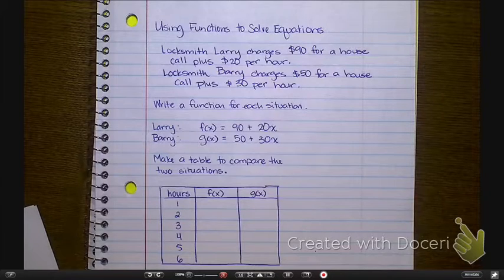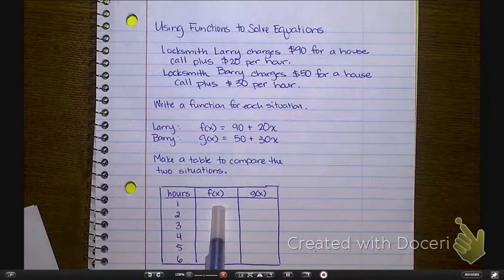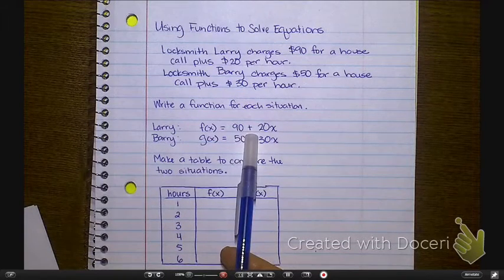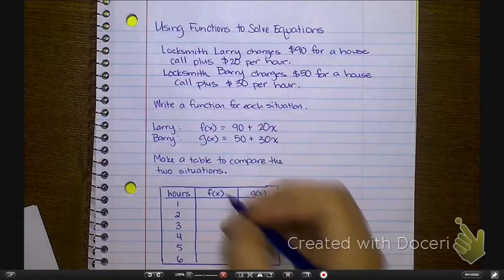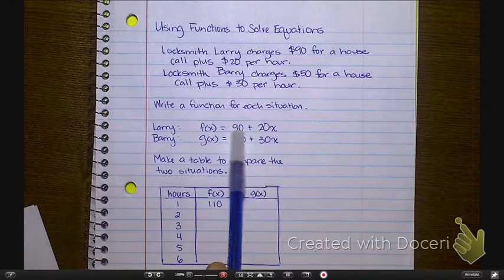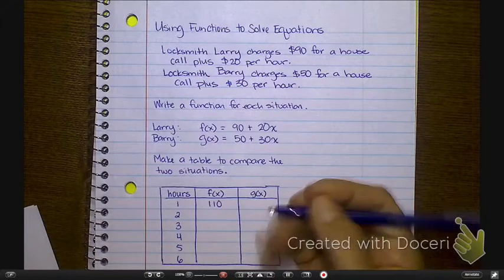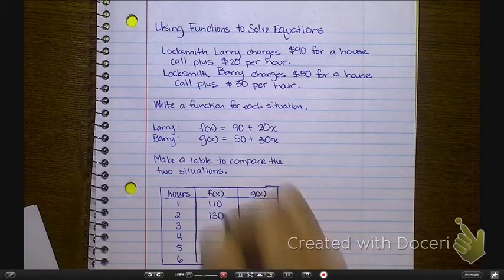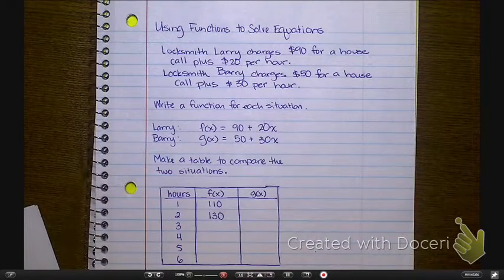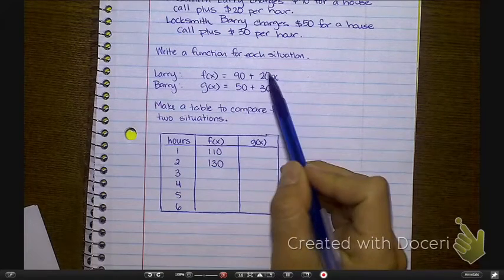Okay, so for the first situation, for Larry, how much does it cost for him to come out for 1 hour? Well, it's 90 plus $20 for the hour, right? So what's 90 plus 20? 110, right? Now what about for 2 hours? 90 plus 20 times 2. Well, what's 20 times 2? 40, so what's 90 plus 40? 130. Okay, and then for 3 hours, how much is that going to be? It will be 90 plus 60, right? So that would give us what?